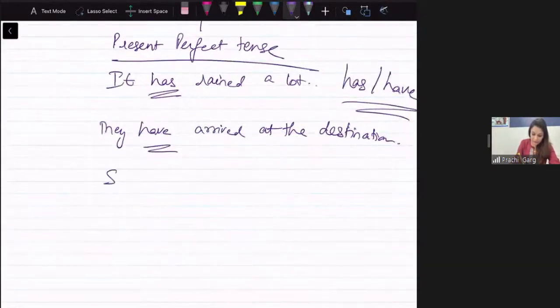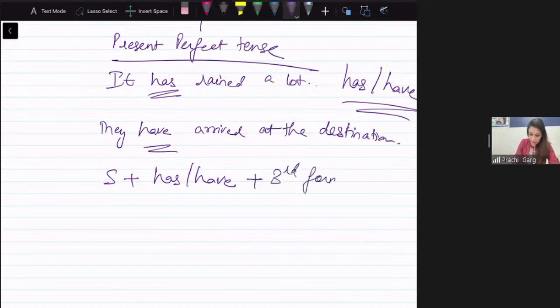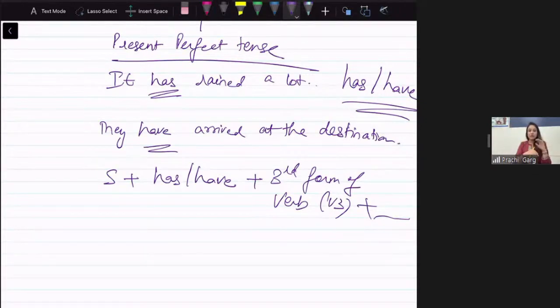In present perfect we have the subject, then we use has or have depending on the singular or plural subject. And then we use the third form of the verb. You know what the third form of the verb is? Later I will be using V3 for this, and the rest of the sentence follows. So eat, ate, eaten, right? Rain, rained, rained. Arrive, arrived, arrived. Sing, sang, sung.